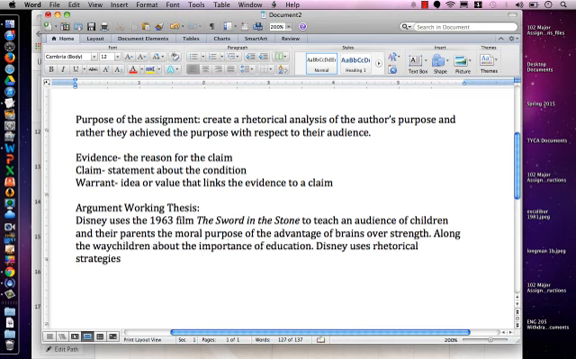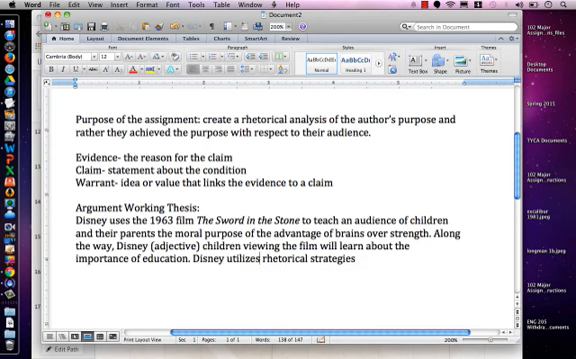sentence here. Along the way, Disney, I don't know the adjective to use, so I'm just going to put adjective because I know I'm going to need an adjective here. Because I'm thinking slyly, but that sounds negative, so I don't necessarily want to be negative. Along the way, children viewing the film will learn about the importance of education. Disney utilizes rhetorical strategies to achieve this particular purpose. So slyly is like the first thing that comes to my mind here when I'm talking about this. Disney slyly, smartly.